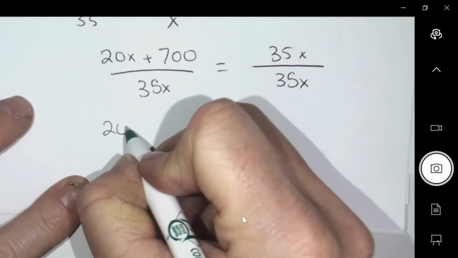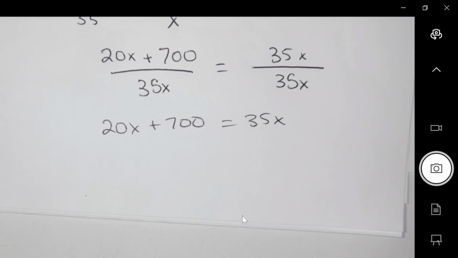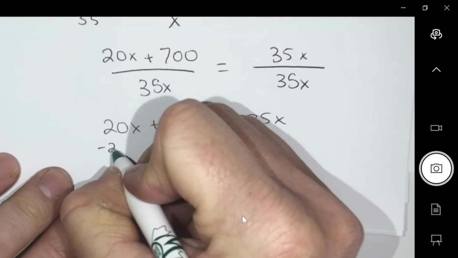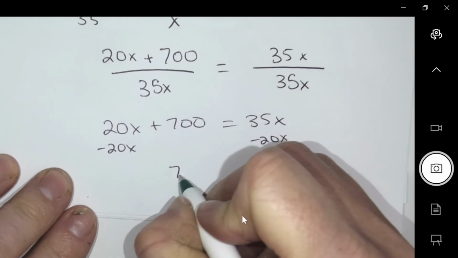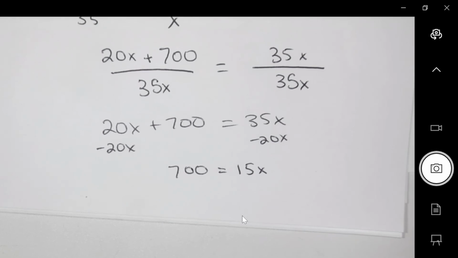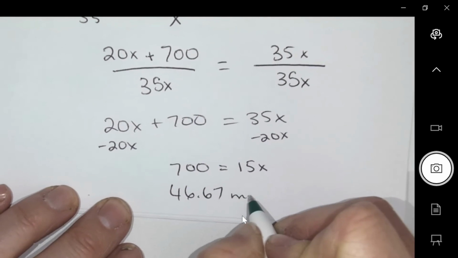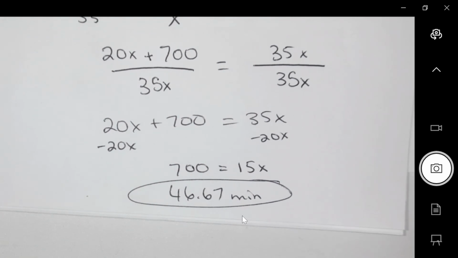This is where I can drop the bottom. I can drop the bottom now and solve. What solving technique do I use? Do I use isolation or equals 0 stuff? So this would be an isolate. So minus 20x. And divide. So Sam takes 46.67 minutes alone.